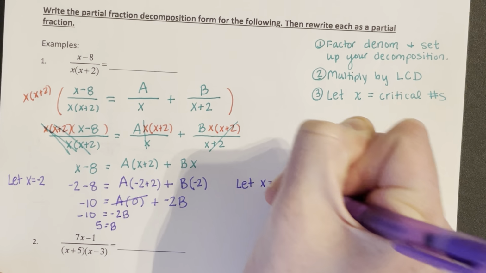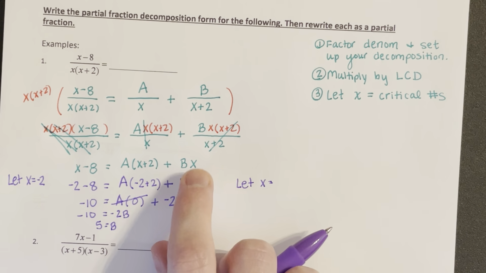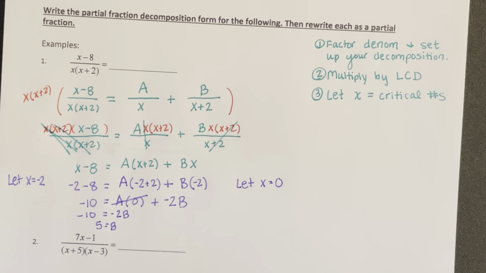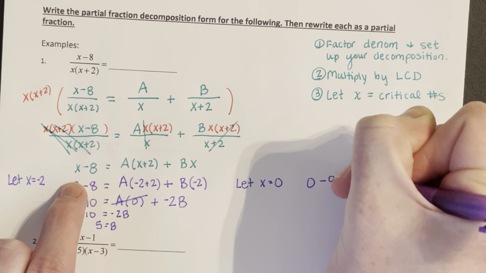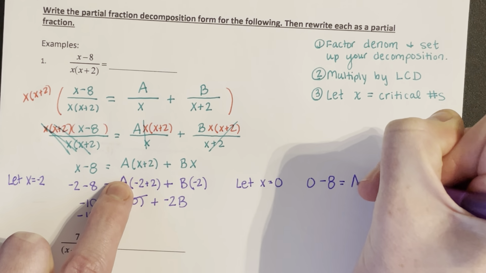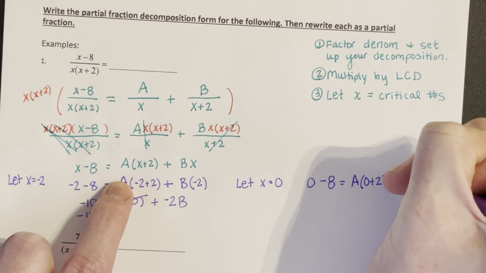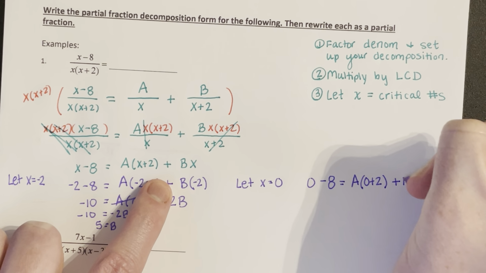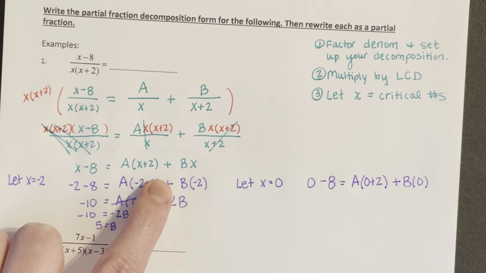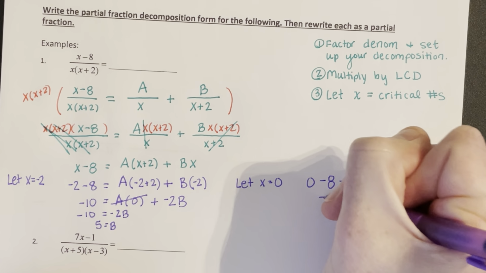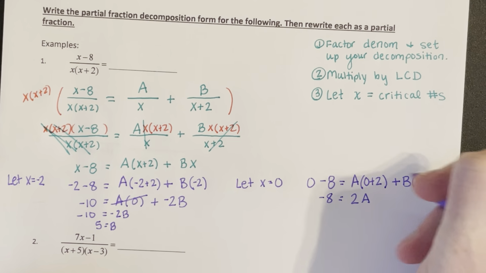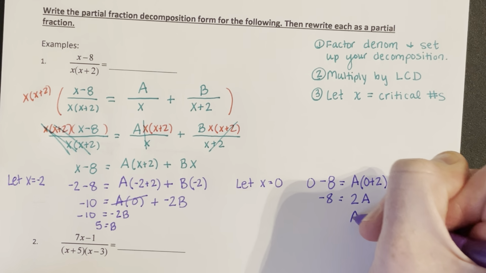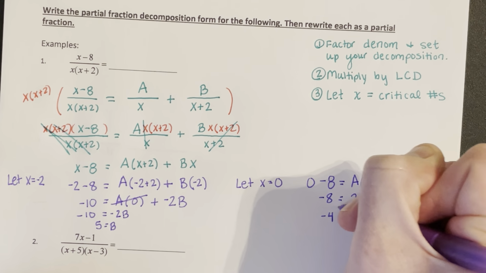Now let's let x equal the other critical value. So if I think about what would make this 0, it's just 0. So in that case, I have 0 minus 8 equals a times 0 plus 2 plus b times 0. Now we work that out algebraically to get -8 equals 2a plus 0. So a is now -4.